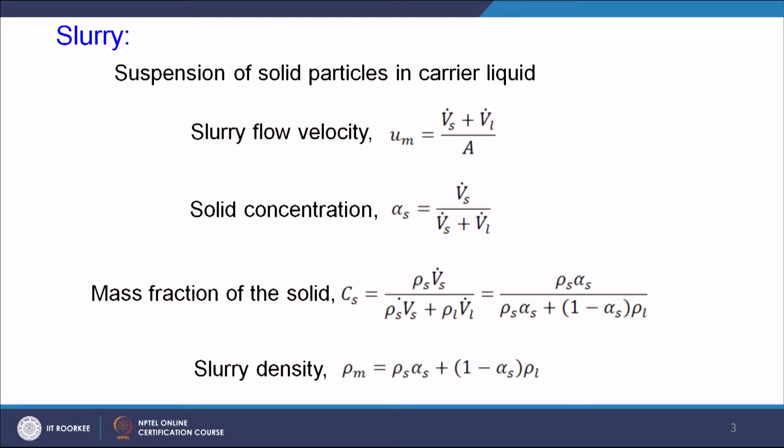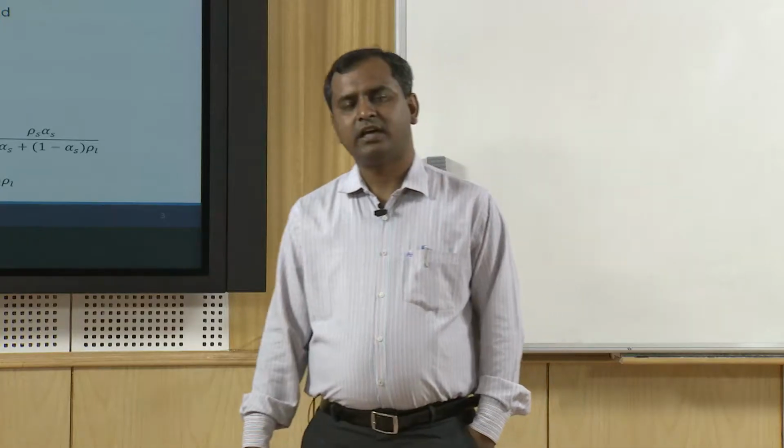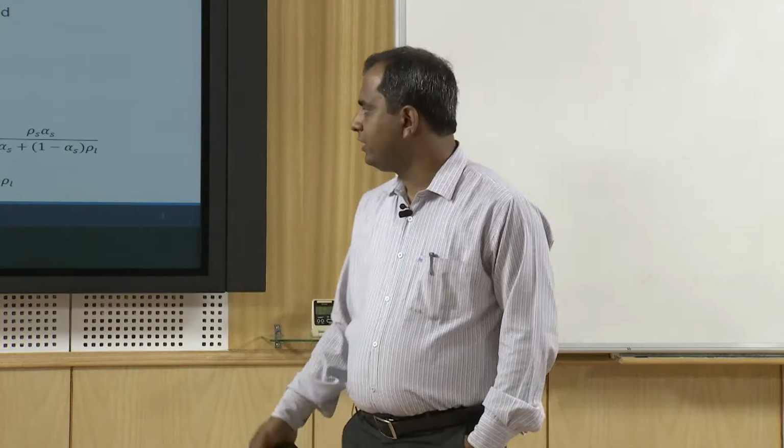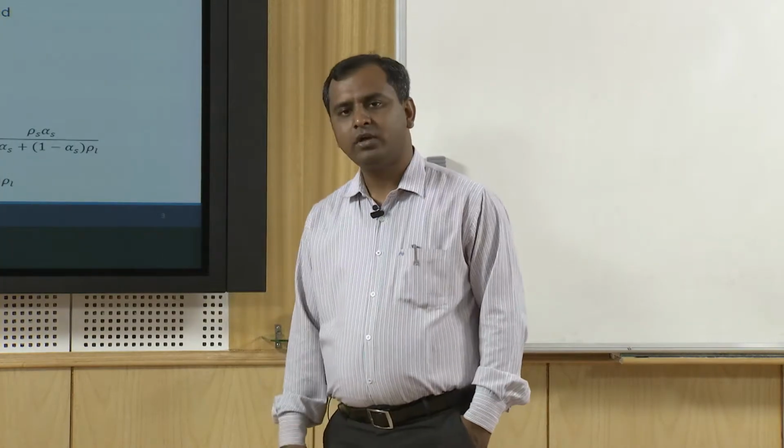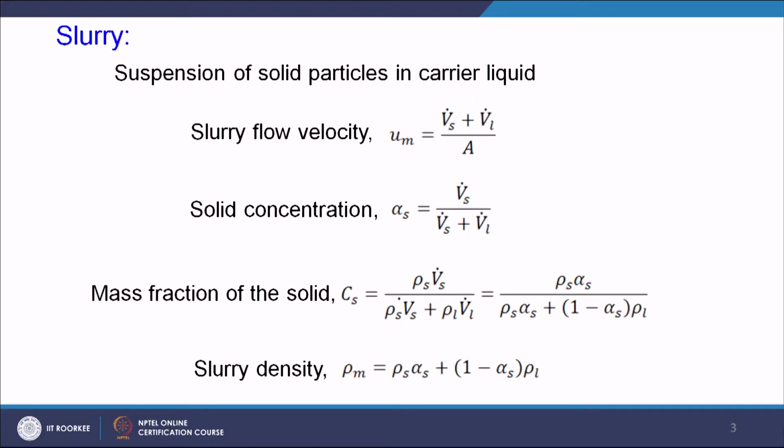Next, we can define the mean slurry density. So, rho m, the mean slurry density, will be equal to rho S, the solid density, multiplied by alpha S, your solid concentration, plus 1 minus alpha S, which is actually your liquid concentration, multiplied by rho L.